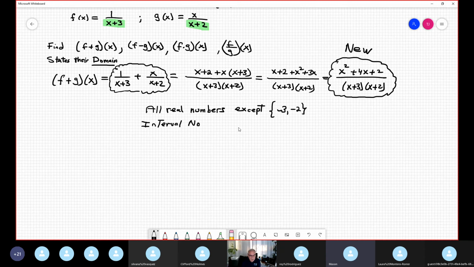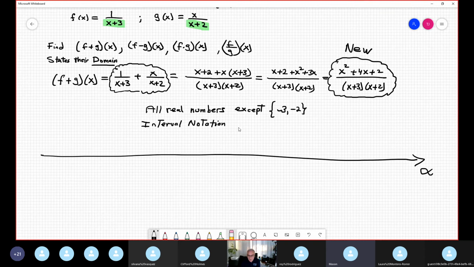Okay, in the test, always 100%. I want this notation. So now to understand this in interval notation, look, I put my famous all real number line. Positive infinity, negative infinity, 0 in the middle. I know that the function has a hole at negative 3 and at negative 2. We have one hole at negative 3. We have another hole at negative 2.